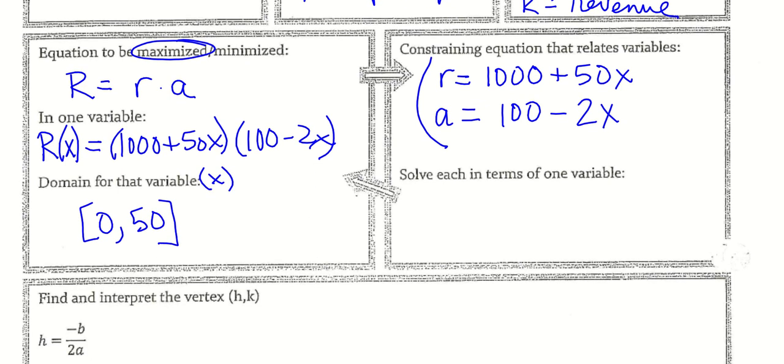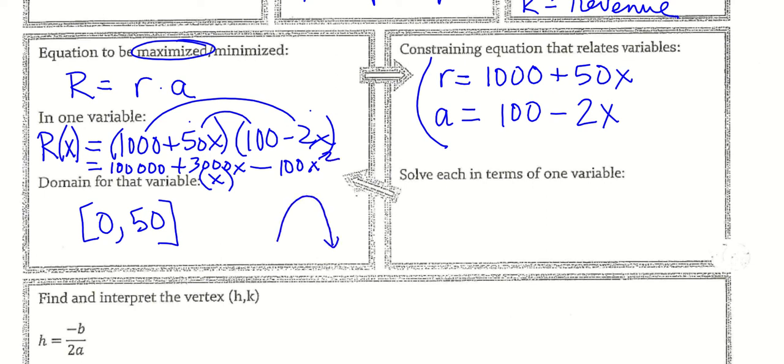For me to find the vertex, I'm going to need to multiply this together. So if I FOIL this, I get 100,000 for my firsts. And then my outers would be negative 2,000, my inners positive 5,000. So that would be plus 3,000X minus, the 50 times the negative 2X would be 100X squared. That is a negative quadratic where the maximum will occur at the vertex.